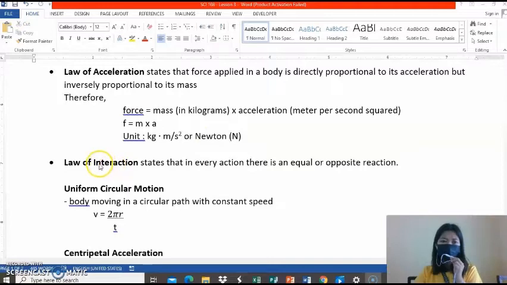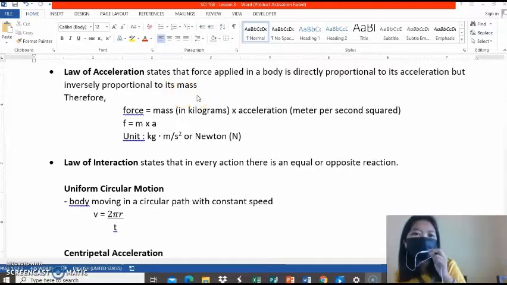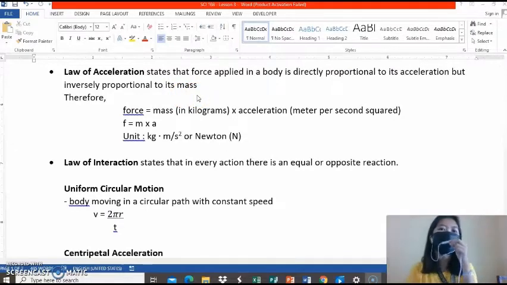Next, we have here the law of interaction. The law of interaction states that for every action, there is an equal and opposite reaction. Additional for the law of acceleration, kaya siya directly proportional but inversely proportional to mass. Kapag mabigat ang isang bagay, ito ay mabagal. Samantalang kapag magaan, mabilis naman yung acceleration ng isang object.